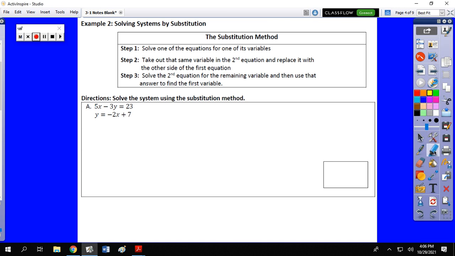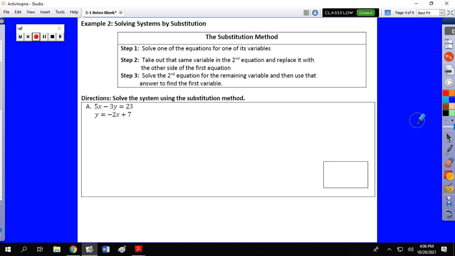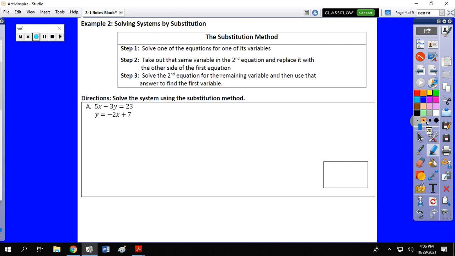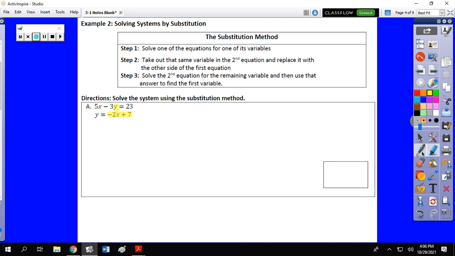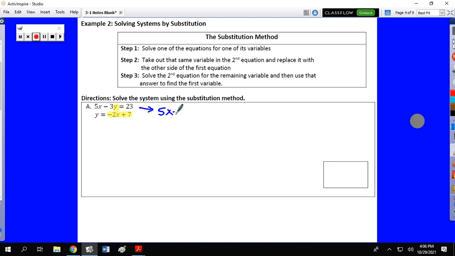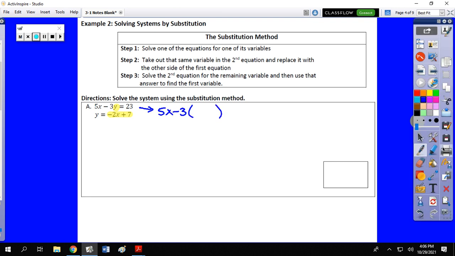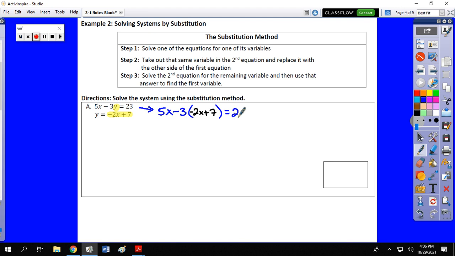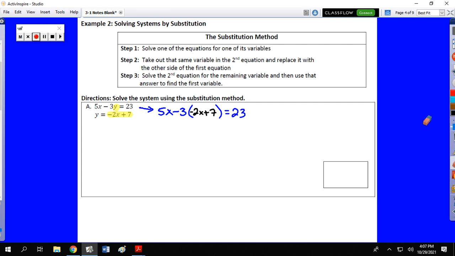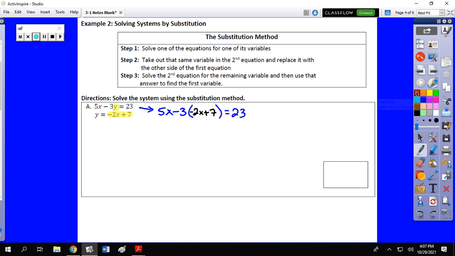So here's what I mean by that. Let's look at the first example here. You'll notice the second equation says y is equal to negative 2x plus 7. So what we're going to do is take the y in the first equation and replace it with negative 2x plus 7. That would give us 5x minus 3 times negative 2x plus 7 equals 23. That equation no longer has two variables. It only has one variable.